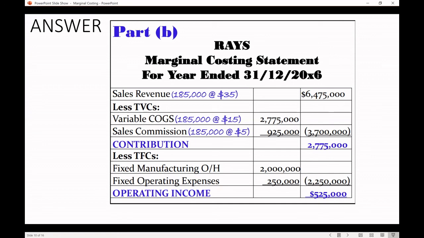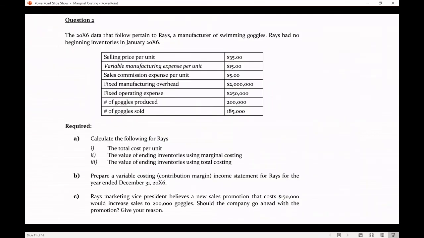Then when we subtract this from our contribution, we have an operating income of $525,000. I'm going to encourage you to note this figure. Our operating income here is $525,000, right? So we would have answered part B.